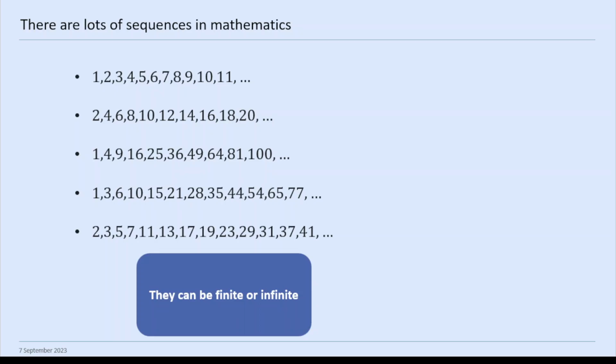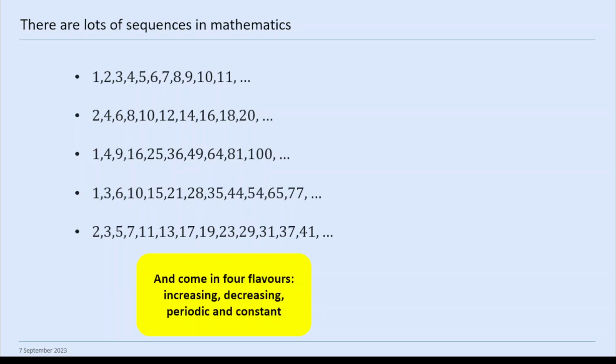Sequences can actually be finite or infinite. All of these are infinite, but it could easily be finite. It could easily stop after a certain number. They also kind of come in four flavours: increasing, decreasing, periodic and constant. So in this case, these are all increasing, but you could have a decreasing sequence that might go like 1, a half, a quarter, an eighth. You could have a periodic sequence that might go like 0, 1, 2, 0, 1, 2, 0, 1, 2, or a constant sequence that would just go 3, 3, 3, 3, 3, 3.